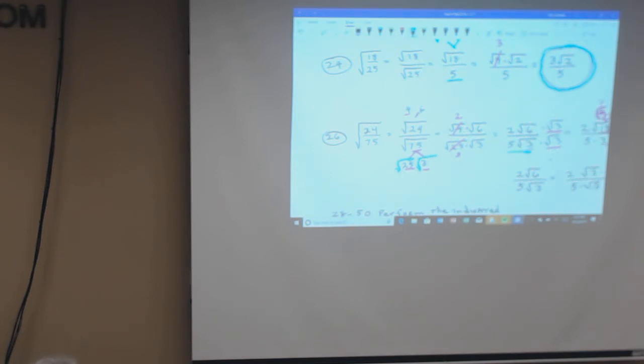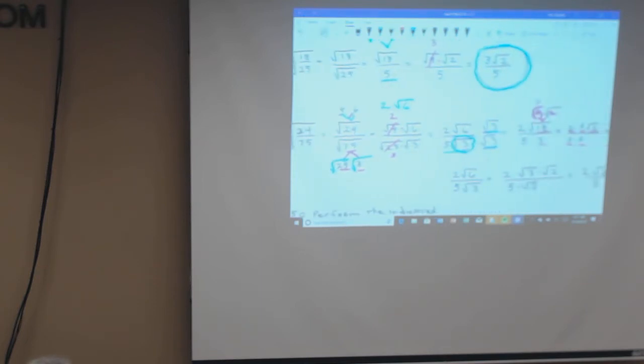And my numerator, 24, 4 and 6, is 2 times the square root of 6. Everybody see where I get that? So now, the only thing in the denominator that's messing me up is this square root of 3. So I take the top and the bottom times the square root of 3, and I get 2 times the square root of 18 over 5 times 3. Because the square root of 3 times the square root of 3 is the square root of 9, and the square root of 9 equals 3.